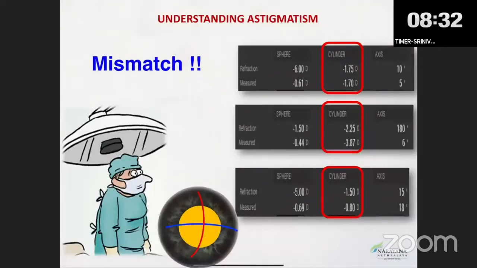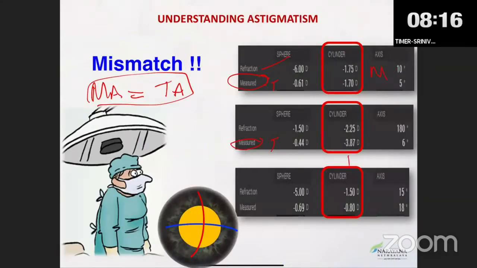The second thing is when your manifest refraction does not match your topographic astigmatism. Now, the question is why? For example, this is your refraction. This is your measured. Measured is your topography. You can see here it matches. Here, topography is more than the manifest. Here, manifest is more than the topography. Now, what do we do with it?